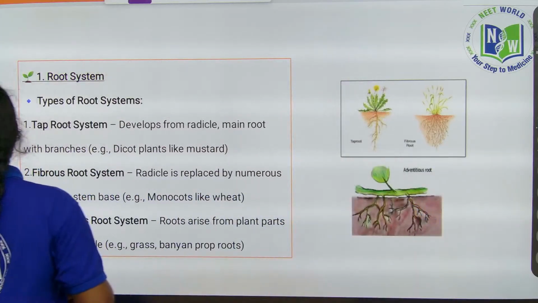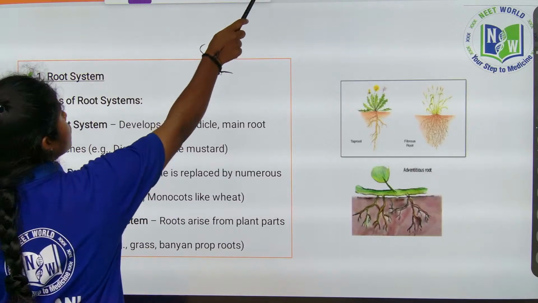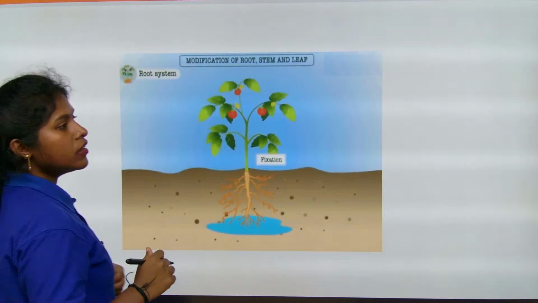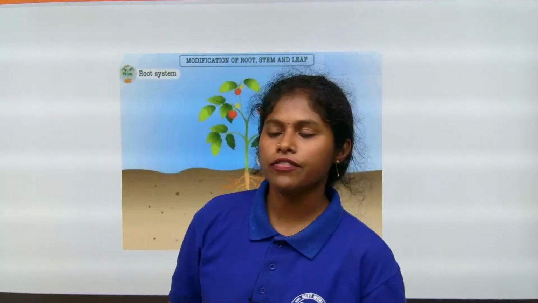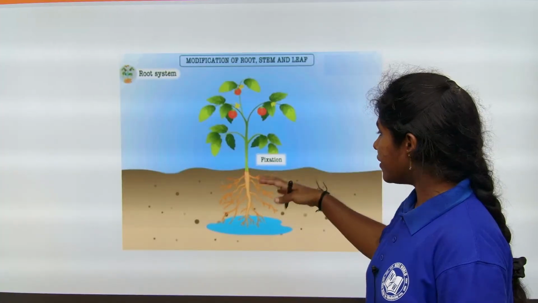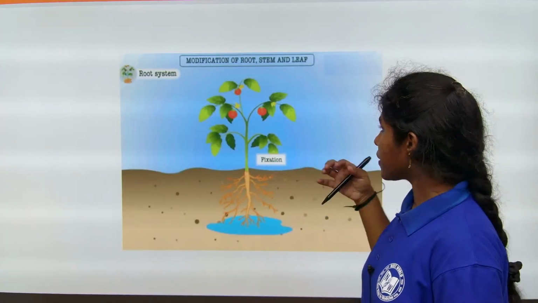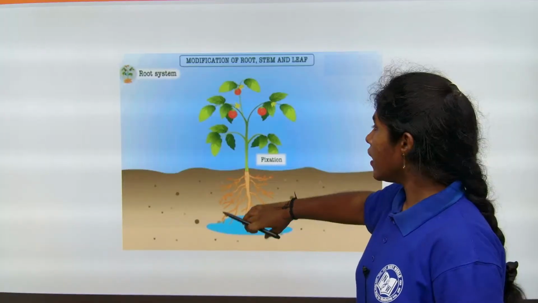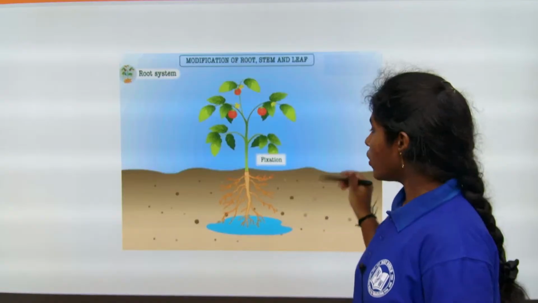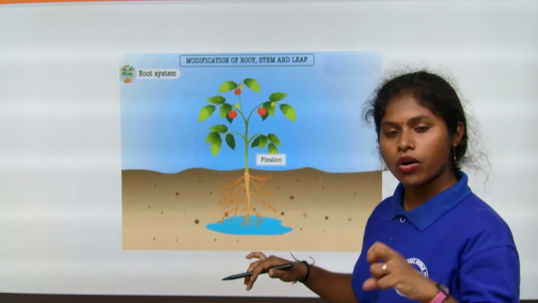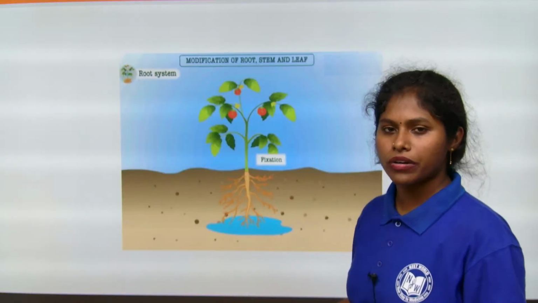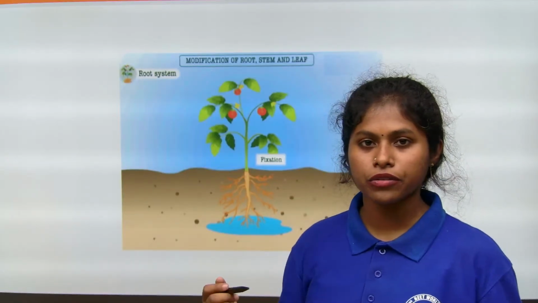So let's see what the main function of the root is. As we are now studying the root, what is the function of the root? The function of the root is the absorption of water from the soil and also the conduction of whatever minerals are present in the soil through all parts of the plant, right? So the roots absorb water and also conduct minerals. Is the root performing any other function?